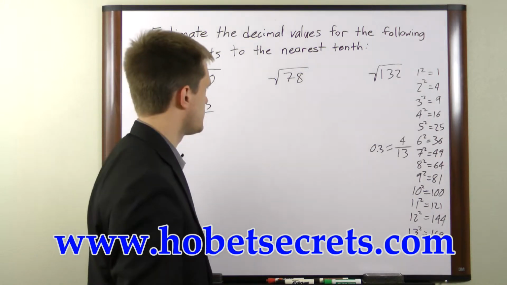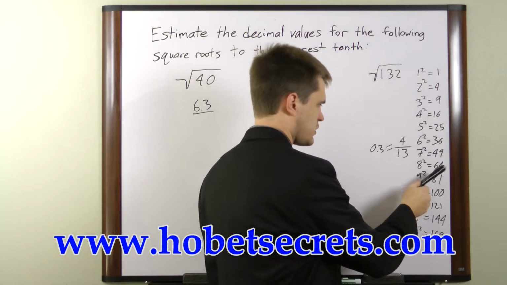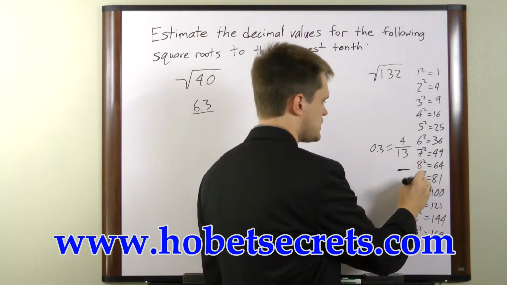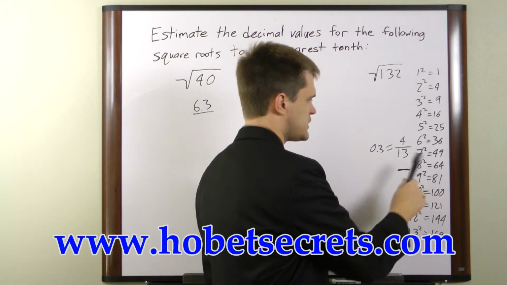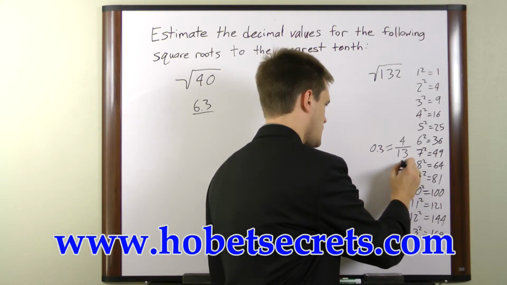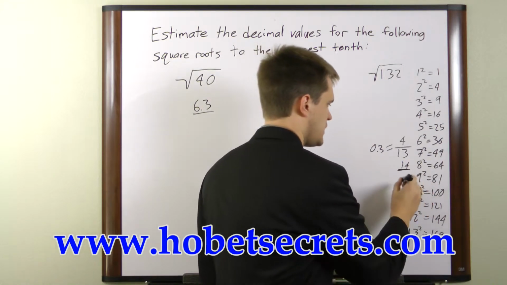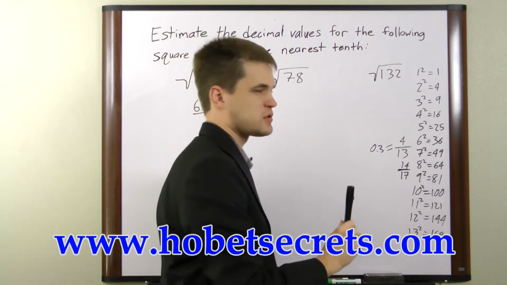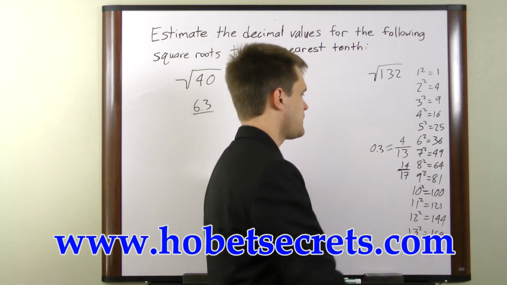In the second example, we have the square root of 78. So we can look over here and say, okay, it's going to be between 8 and 9. 78 is 14 more than 64. And there's a difference of 17 between 64 and 81. So the square root of 78 is going to be approximately 14/17 of the way from 8 to 9.